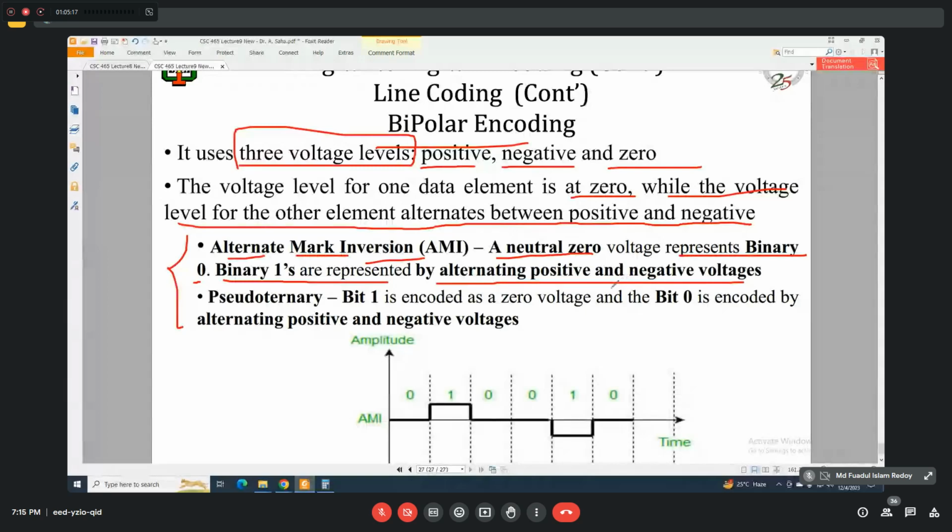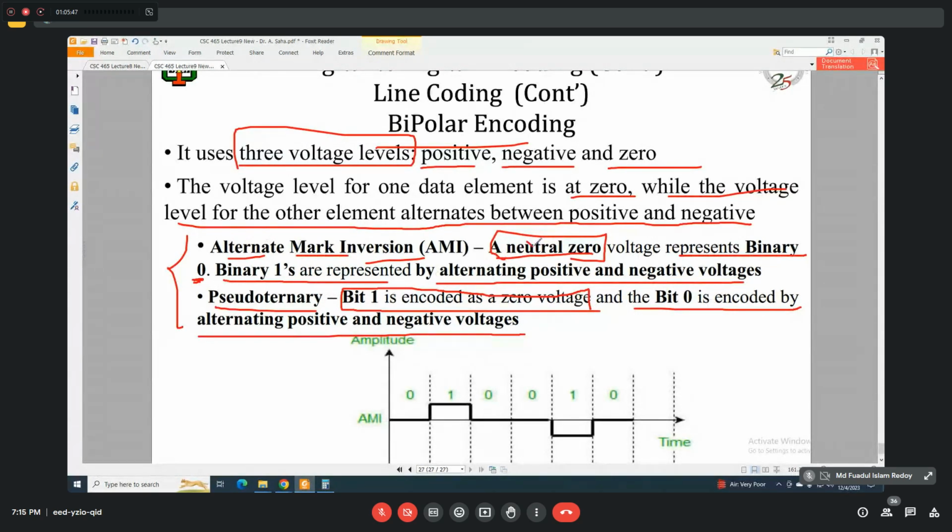Now you are going to understand it by the graph, and for that the pseudo ternary. If the bit 1 is encoded as 0 voltage, the bit 0 is encoded by alternating positive and negative voltage. So if you're just comparing these two, in the case of AMI, if it is 0, then it's going to be the neutral 0. And in the pseudo ternary, if it is the bit 1, that is going to be considered as the 0 voltage. So that is the difference.